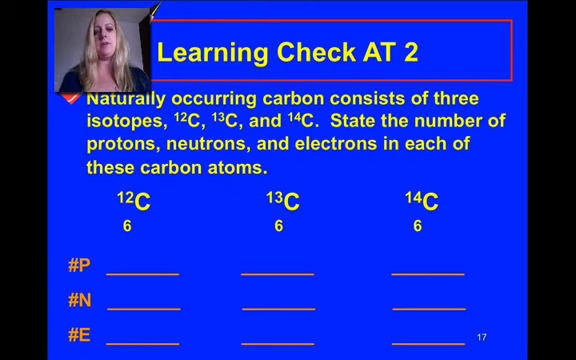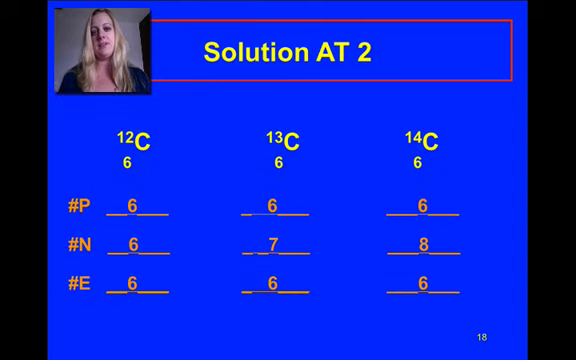Okay, so put the number of protons, neutrons, and electrons. Remember, the neutrons are going to be the ones that are going to change. Did you get it right?